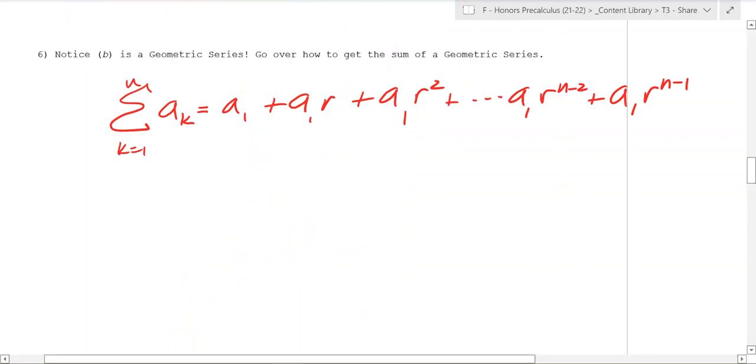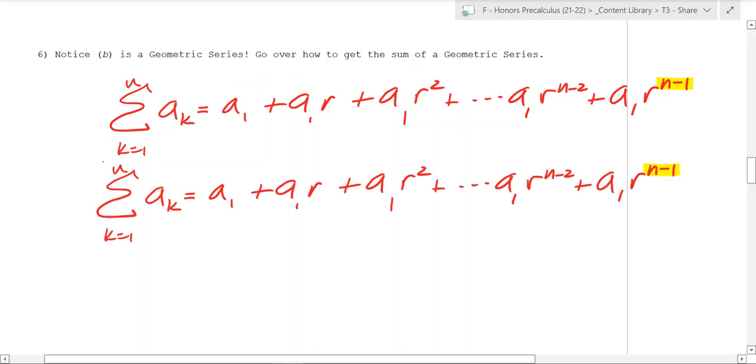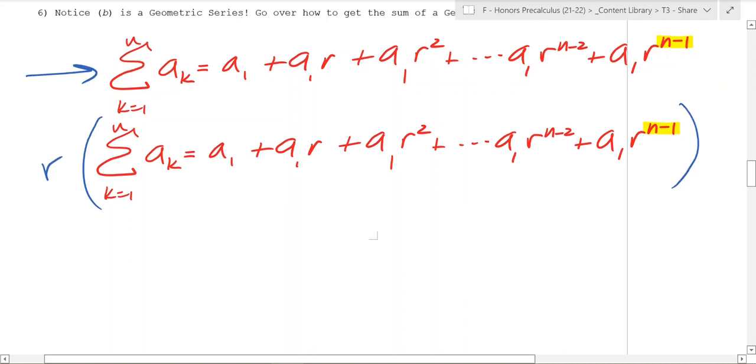First, you write out the general geometric series. You have your first term, and then how do you get to each next term? You multiply by r, you multiply by r, you multiply by r. And if there are n terms, the last power is going to be n-1. What you then do is you multiply both sides by r and get a new line. So I'm taking this whole thing and multiplying everything by r, while keeping my original line.